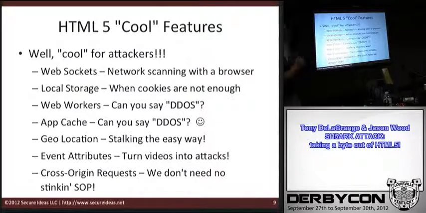These are some of the features that we thought, well, as we're looking at this, what could go wrong? What could an attacker use with some of these features? And these are just some of them that we picked out. WebSockets could be used for doing some kind of network scanning. Consider the perspective of being able to get JavaScript to run on a browser on an internal corporate network and be able to scan that internal network.